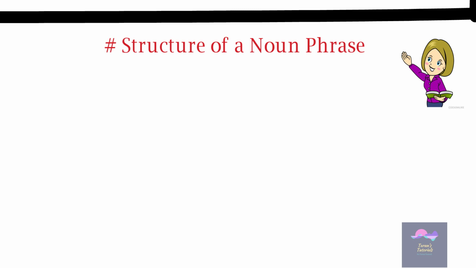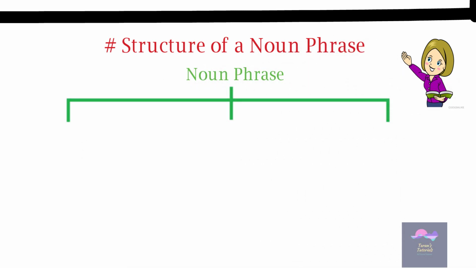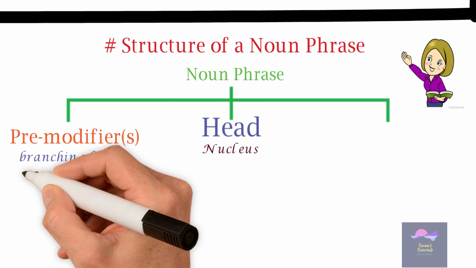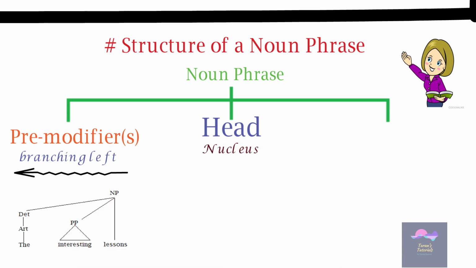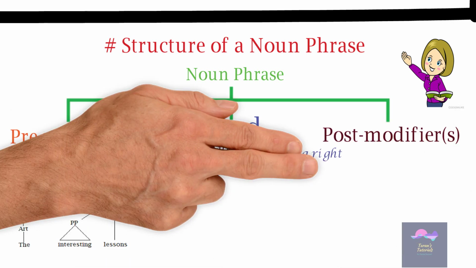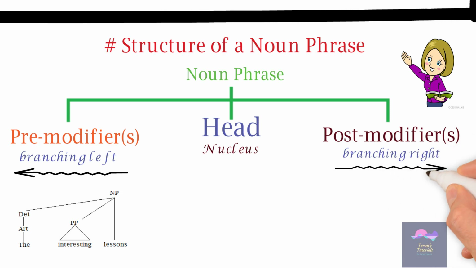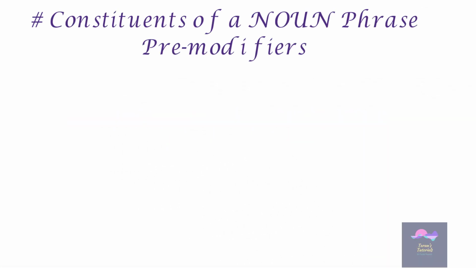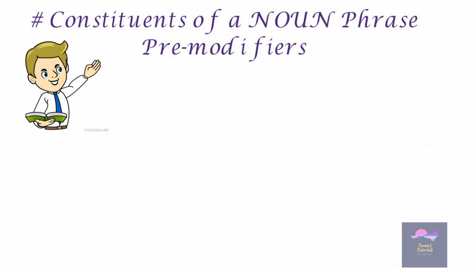A compound noun phrase usually has three parts: the head or the nucleus, which is the central element of the noun phrase, the pre-modifiers branching to the left of the head, and the post-modifiers branching to the right of the head. Let's look at the elements that constitute the pre-modifiers of a compound noun phrase.